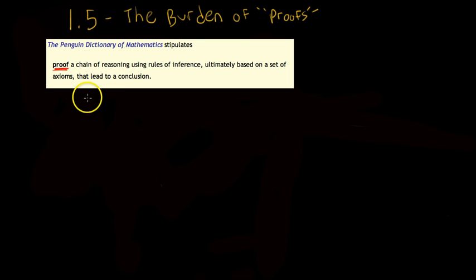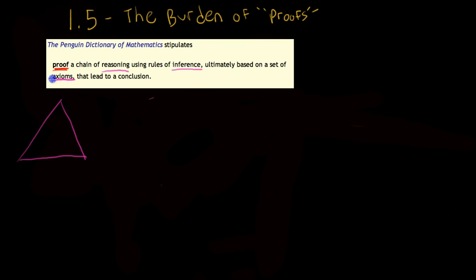Now, chain of reasoning. So reasoning meaning using logic and ideas, using rules of inference. So that would be, let's say you're looking at a picture of a triangle and you have to do a proof on a triangle. Well, what are rules of inference in a triangle? There are these rules that you know are true about a triangle that you can use, and those are rules of inference. Ultimately based on a set of axioms.